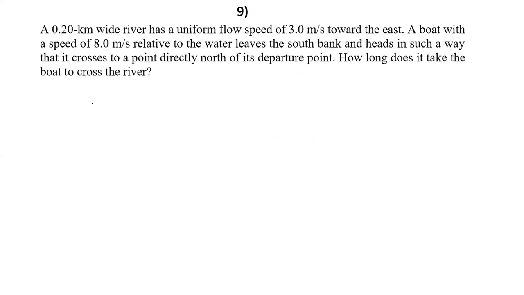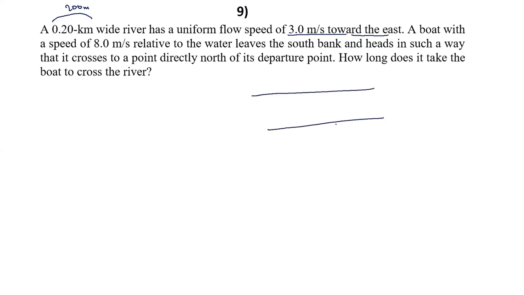Now let me go to the second problem here. And let's read it carefully. We have a 200-meter wide river that has a uniform flow speed of 3 meters per second toward the east. So let me just draw that.